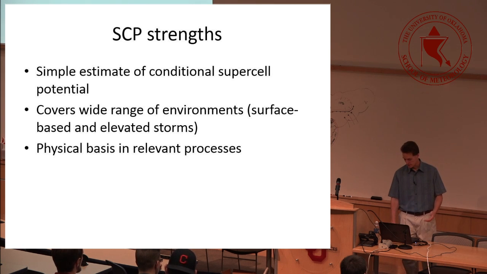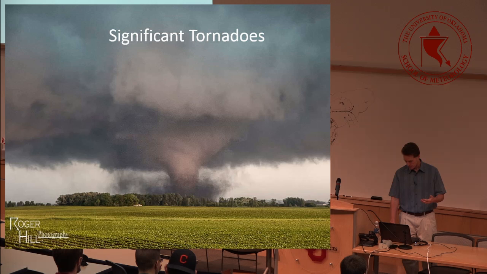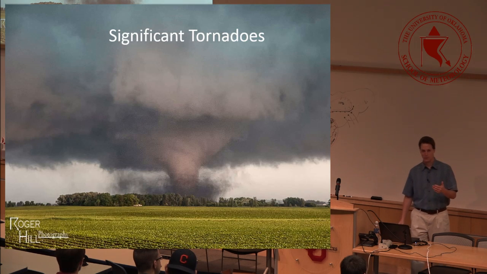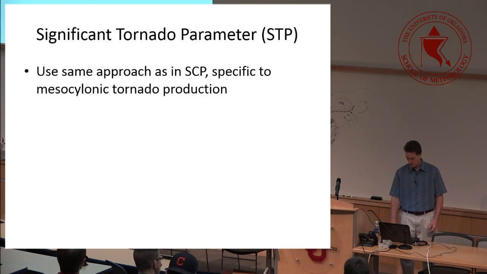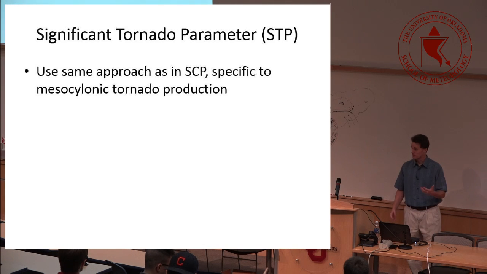So hopefully that makes sense, because if it doesn't, then the whole significant tornado parameter thing goes out the window, because we're doing the same kind of thing. We're trying to represent the relevant physical processes in terms of a composite parameter. Well, we're doing the same thing as SCP.